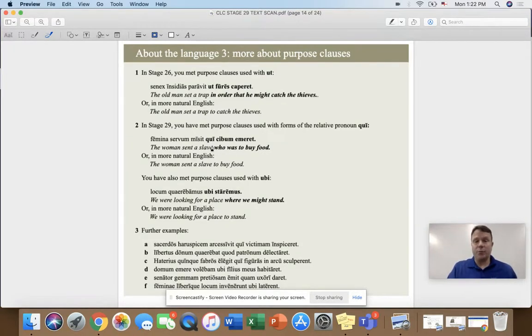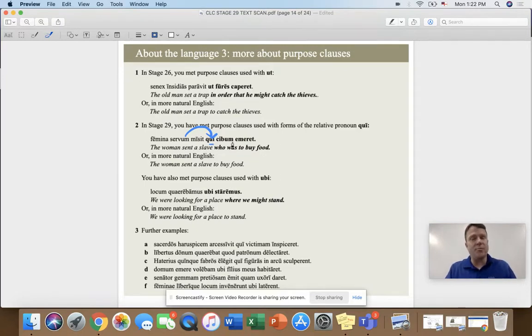Okay. Now, Latin will sometimes use a relative pronoun, the QU word, instead of ut, to tie that purpose action to a specific person, right? So the servus is the one that is buying the food. So that's why in Latin it's pretty useful.